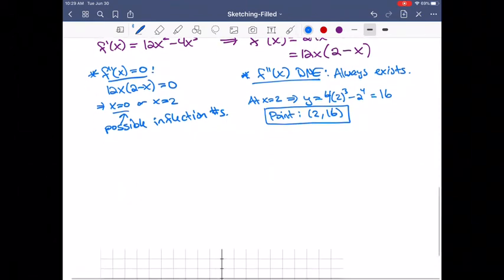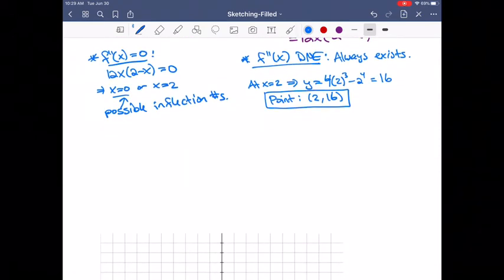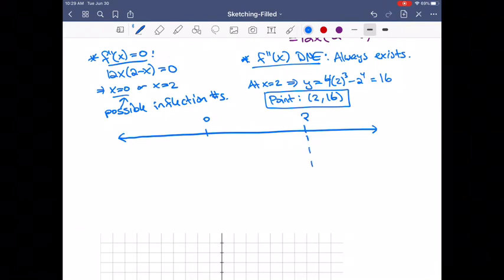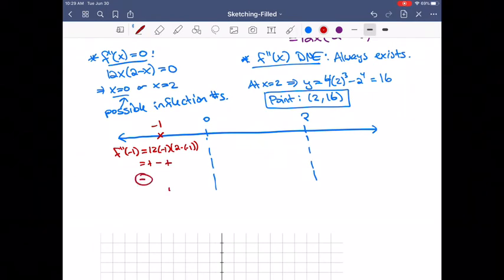Okay, now we want to see, is this an inflection point, or are either of these inflection points? So we'd make our number line, put on 0, put on 2. Okay, now we want to check a point in the second derivative. So if I do negative 1 into our second derivative, it's 12 times negative 1, 2 minus negative 1. So this is a positive times a negative times a positive. That's going to be a negative, so we're concave down in this interval.